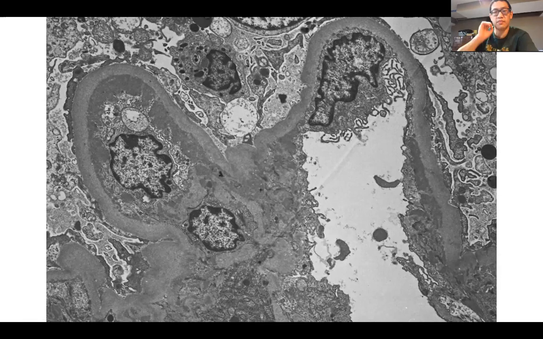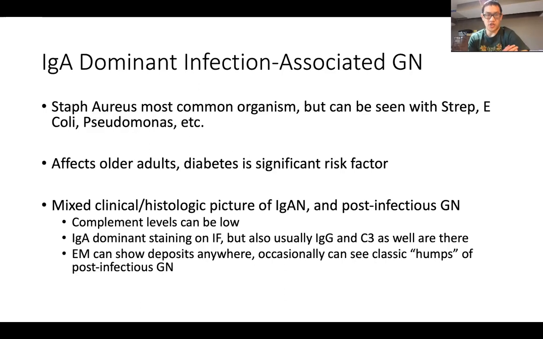Okay, so we have the diagnosis of IgA in this patient who has MRSA bacteremia and MRSA endocarditis. So is there an association, and what do we call this entity? Excellent. So IgA dominant infection associated GN, infection related GN, IgA dominant. Right. So IgA dominant infection associated GN. So this is kind of like a hybrid between IgA nephropathy and post-infectious GN.